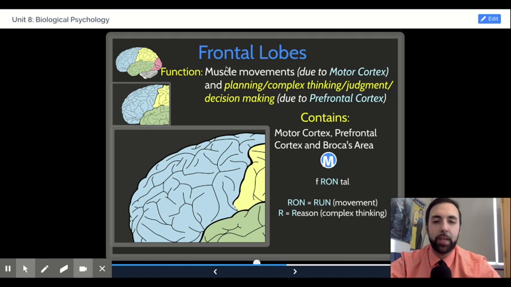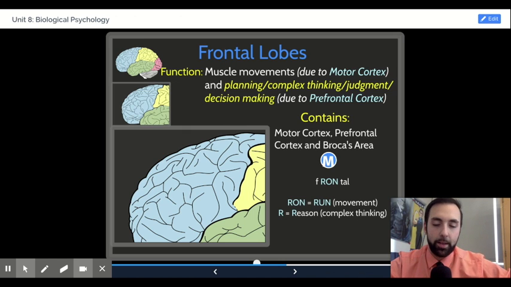As a mnemonic, I look at the second, third, and fourth letters here, and I see the RON, and I think of run and reason. Because this contains the motor cortex, which we'll define in a moment, the frontal lobe is what enables voluntary muscle movements and movements in general. So run is obviously a clear example of a movement. And then the R in run, or R in RON in the case of the mnemonic here, I connect to the R in reason. The two big functions here are to move and to reason.